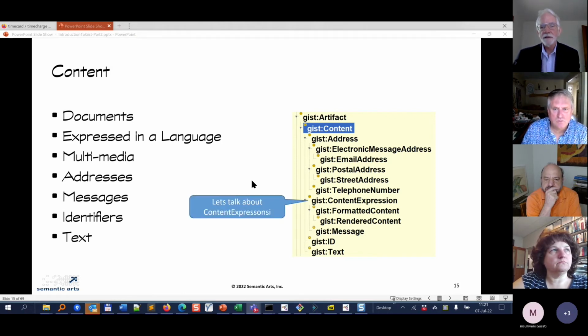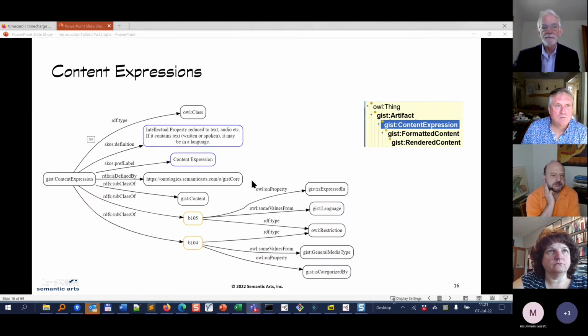Let's talk about one example, a content expression. We borrowed some concepts from something called Ferber. I'm not sure what it stands for, but we didn't need the full detail of that. Here's the definition of the class content expression in just itself. First of all, it's an OWL class, and it has a definition. It's intellectual property reduced to text, audio, etc. If it contains text, written or spoken, it may be in a language. It will be in a language, I guess.